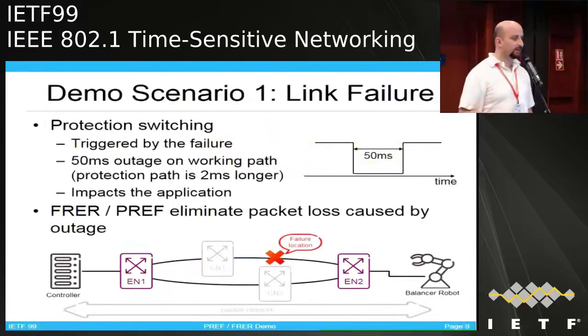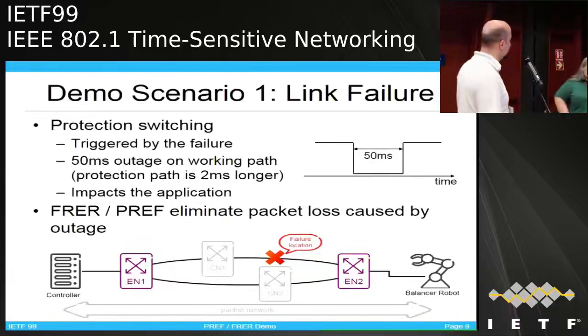So the first scenario is when we have a link failure, and if we use a protection switching mechanism with the working tunnel, protection tunnel scheme, then we can get 50 millisecond failover. There are many mechanisms for that, and the application will be impacted. When we turn on the replication and elimination, then actually the packet loss is eliminated. So let's see. The first case is when the protection switching is on, and the replication elimination is not.